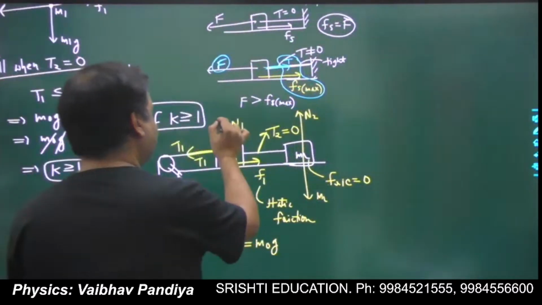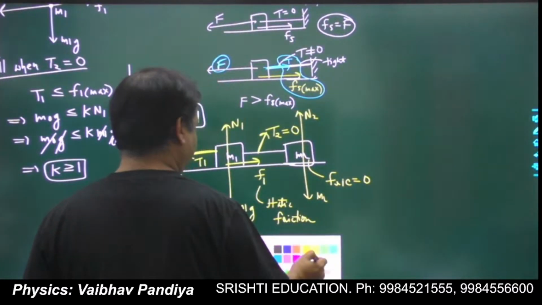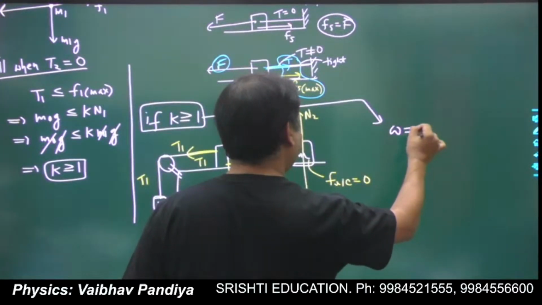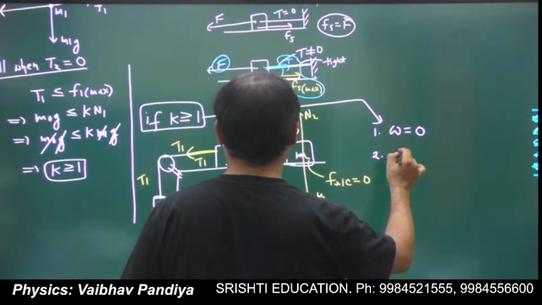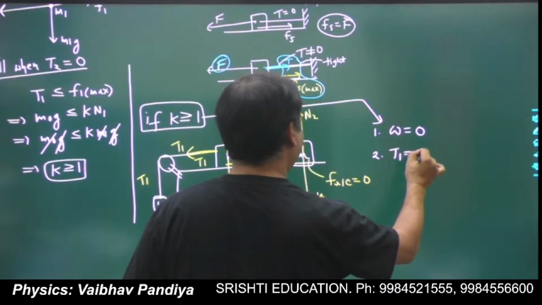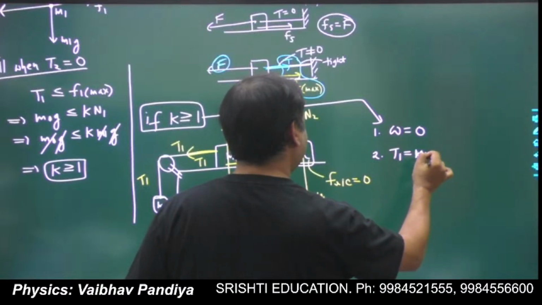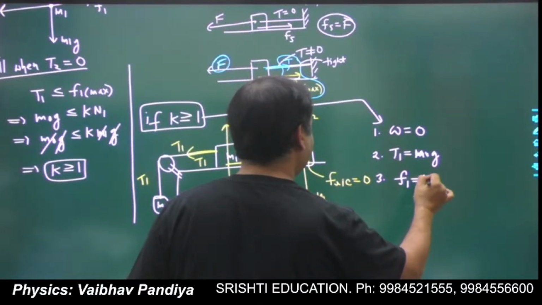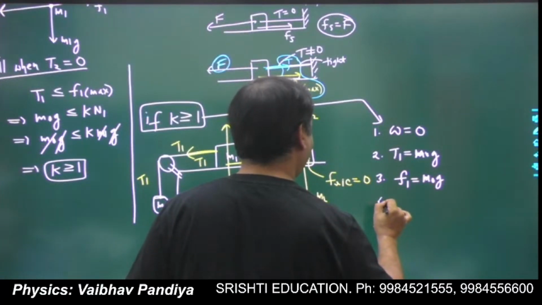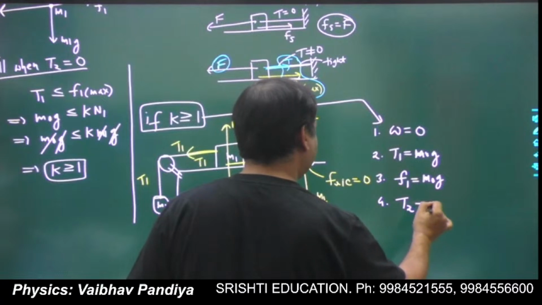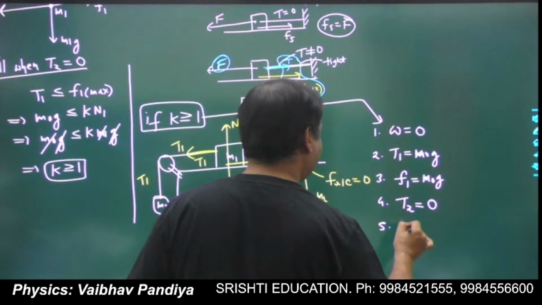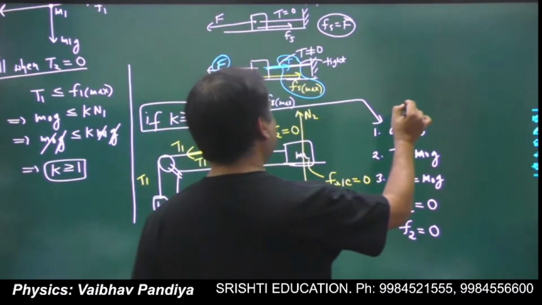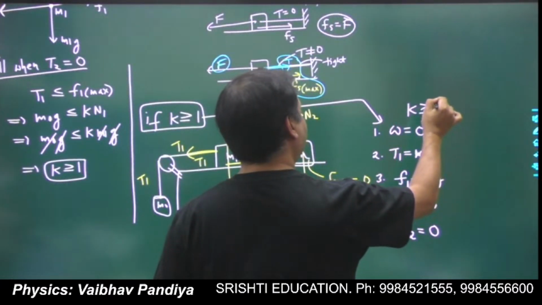When k is greater than or equal to 1, we got everything. Correct? When k is greater than or equal to 1, number 1, the acceleration of the block is 0. Number 2, your T1 is equal to M0G. Number 3, the frictional force on the first block is equal to T1, that is M0G. Number 4, the tensile force in the binding string is 0. And number 5, the frictional force on the second block is 0. This happens when K is greater than or equal to 1.